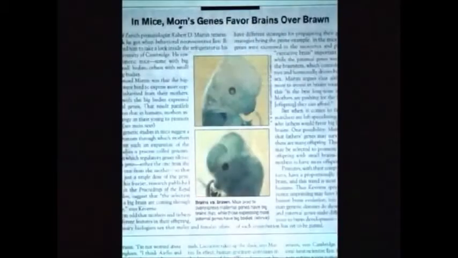Here's the truth before I show the slides, because it's going to be really great. In an embryo, the organs and tissues develop in relationship to the amount of blood they receive. The more blood they receive, the better their development. Simple, obvious nourishment growth process. Well, look at this slide. In mice, mom's genes favor brains over brawn. I'm going to illustrate these two genetically identical mice in the next slide.